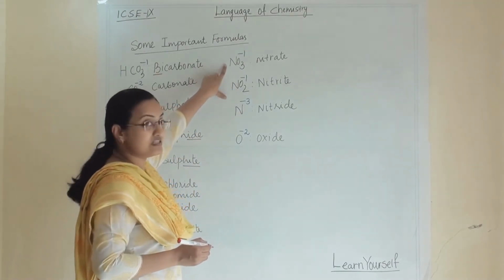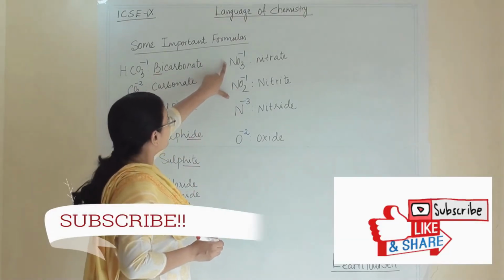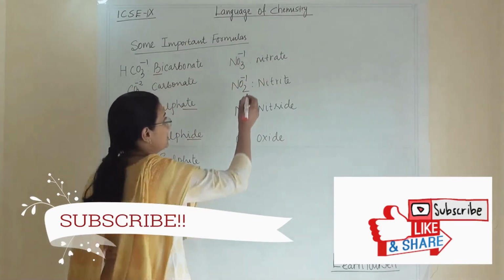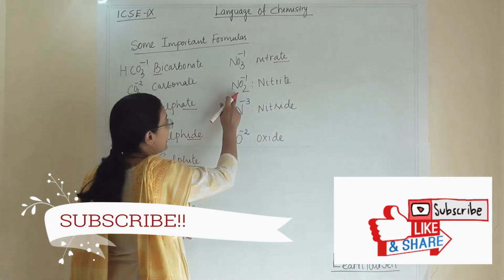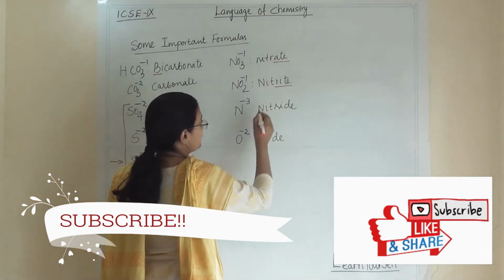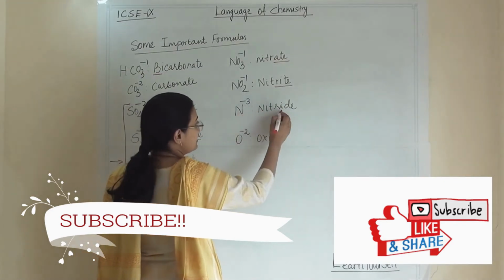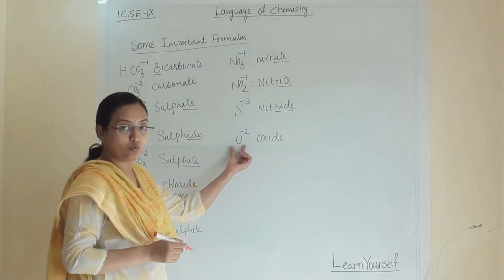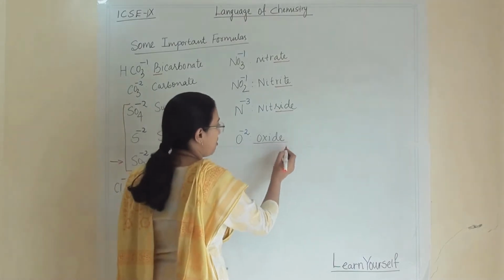Now coming towards N. If it is NO3, it is nitrate. If it is NO2, it is nitrite. If it is N-3, it is nitride. And if it is O, then it is oxide.